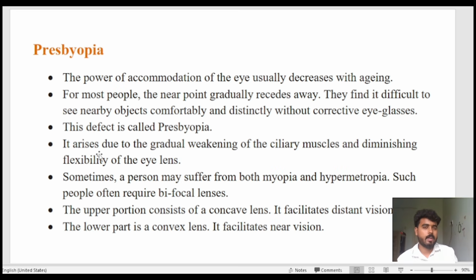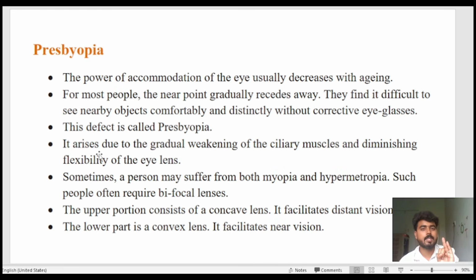How to correct presbyopia? By using a bifocal lens, we can correct presbyopia. It's time for the key points. What is the meaning of presbyopia? If a person is suffering from both myopia and hypermetropia, it is called presbyopia.